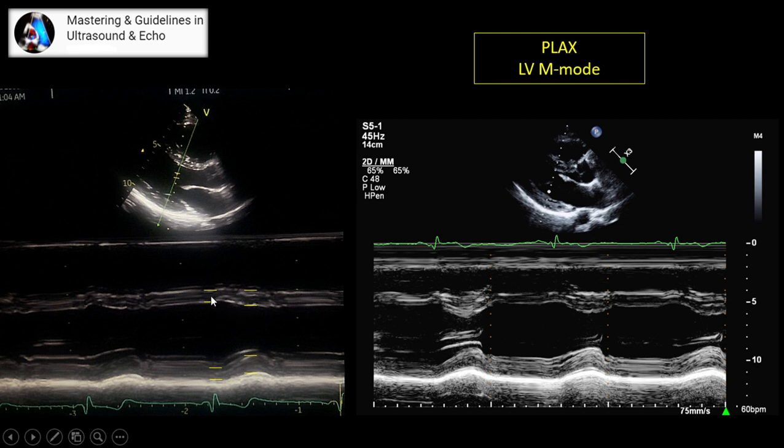For measuring the wall thickness, we have to put the cursor over the endocardium, not beyond that, not inner, just exactly over the endocardium. As you see, two hyperecho lines: the right ventricular side of the endocardium, this is IVS, and this is the posterior endocardium, or left ventricular side of the IVS endocardium.